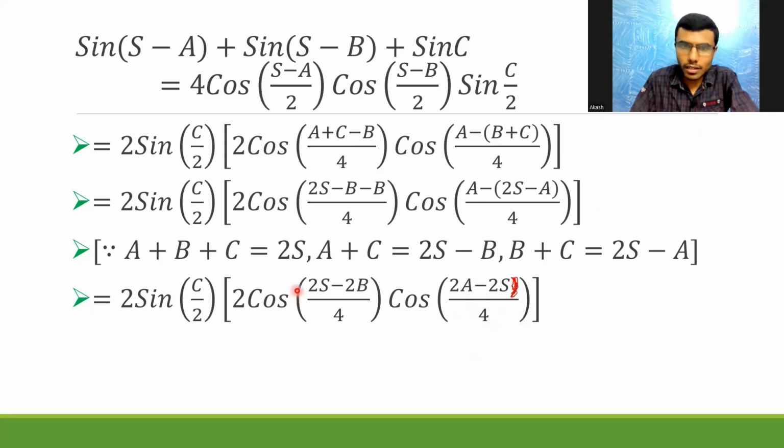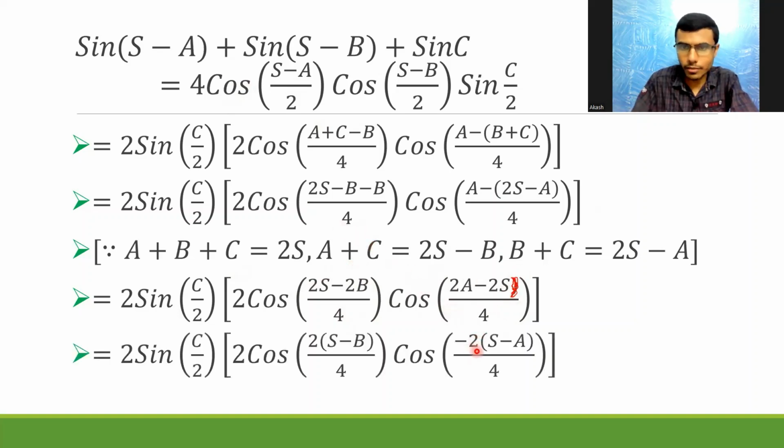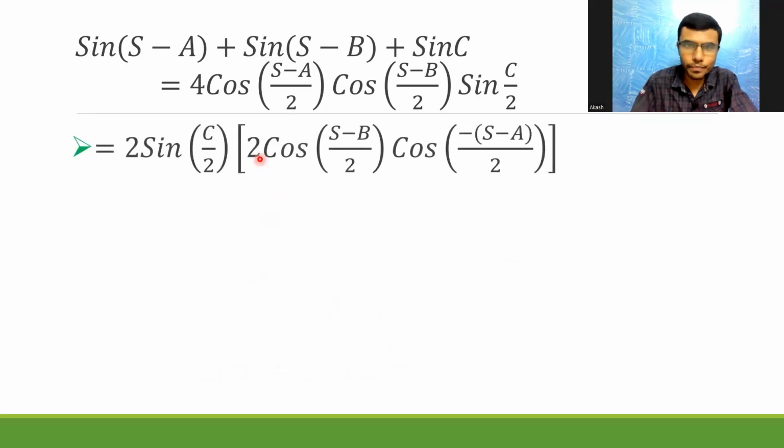Now, I can take 2 common in the numerator here. 2 times s minus b by 4 it will become. And here I'm going to take minus 2 common. Why? Because there is minus 2s here. So if I take minus 2 common, this will turn into s minus a. So this is what I have. I took minus 2 common into s minus a, and 2 times s minus b. Now 2 1s are 2, 2 2s are 4, and 2 1s are 2, 2 2s are 4. So ultimately I will be left with this.